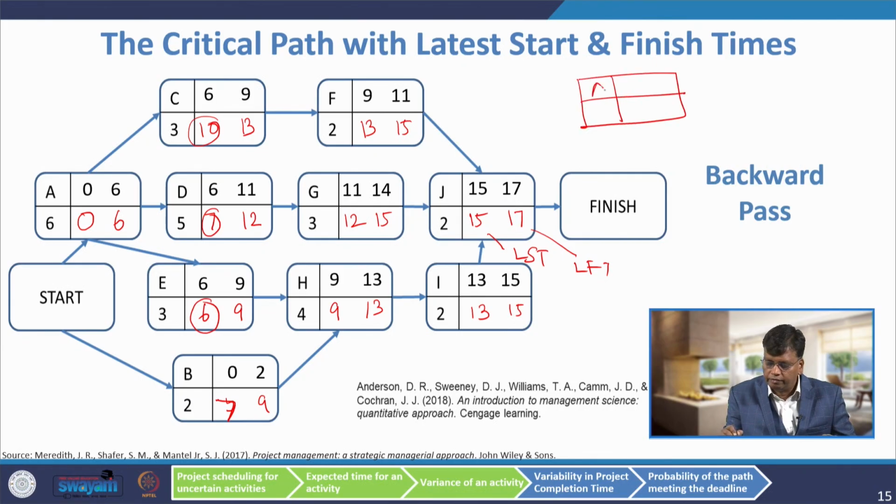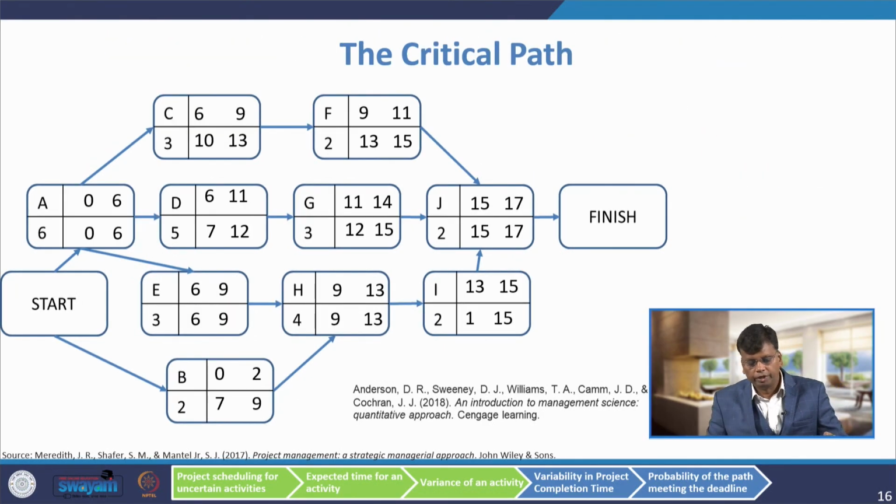So, this is the activity name, and the value written at the bottom, for example, for A it is 6, is the duration. The 0 represents the earliest start time, and 6 represents the earliest finish time. How did I get it? By adding the duration. So, this 0 and 6 represent the latest start time and the latest finish time.